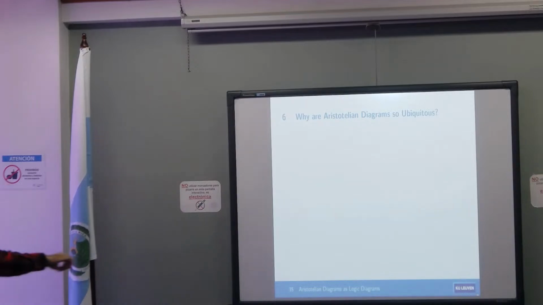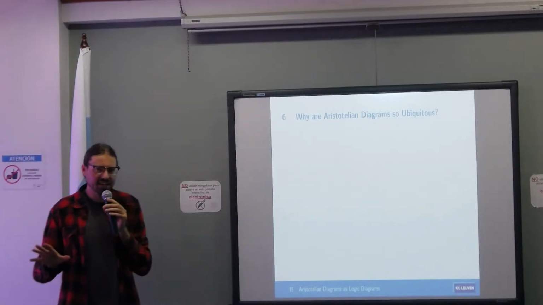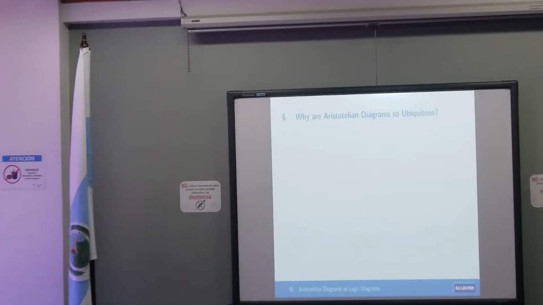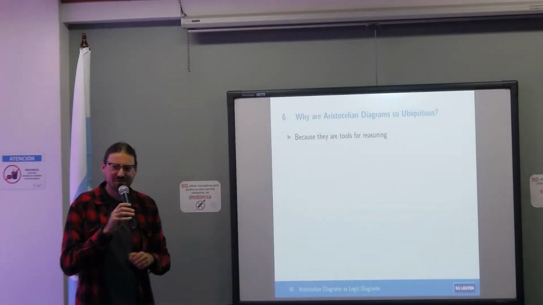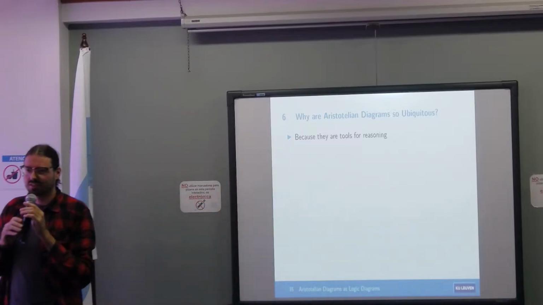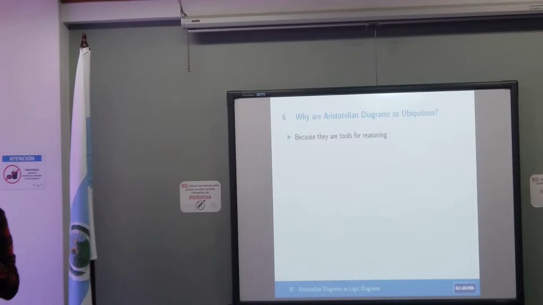So, to come back to the question that was on the very first slide of this presentation, why are Aristotelian diagrams so ubiquitous? As you might remember, my co-author Atal is really interested in this question, and I think this gives a partial answer to that question. Why are Aristotelian diagrams so ubiquitous? It's a very difficult word. Because they are tools for reasoning, right? It's a very visual way of doing elementary reasoning in logic.